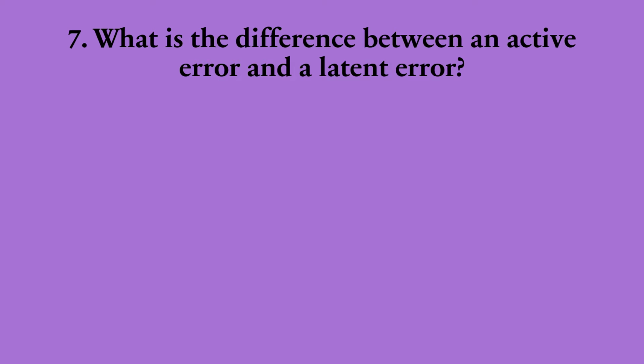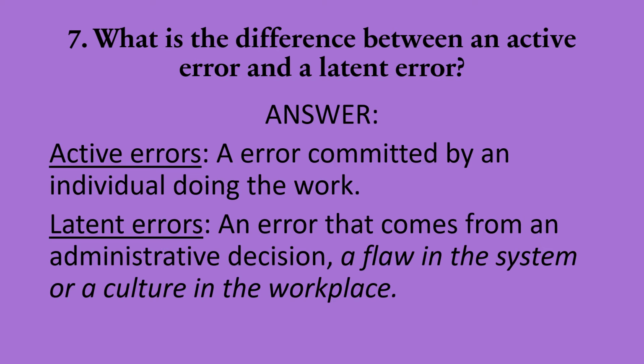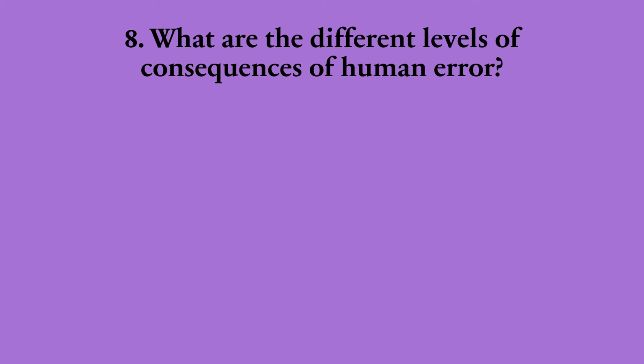Question number 7. What is the difference between an active error and a latent error? The answer is, an active error is an error committed by the individual doing the work. A latent error is an error that comes from an administrative decision, like a flaw in the system or culture in the workplace.